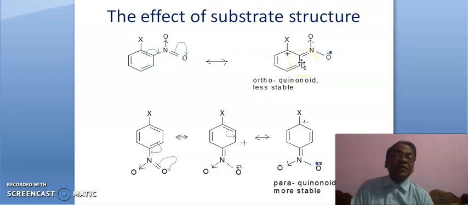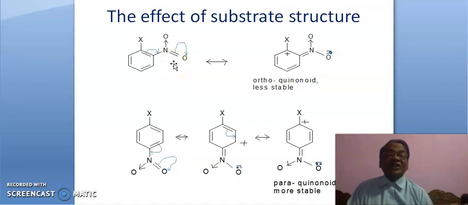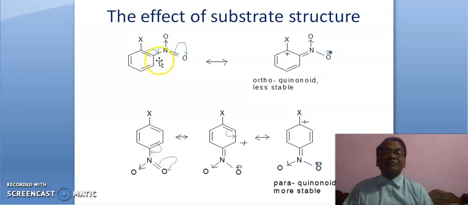Okay? Means if nitro group is attached at ortho position, at the carbon of ortho position, then it will be more reactive.